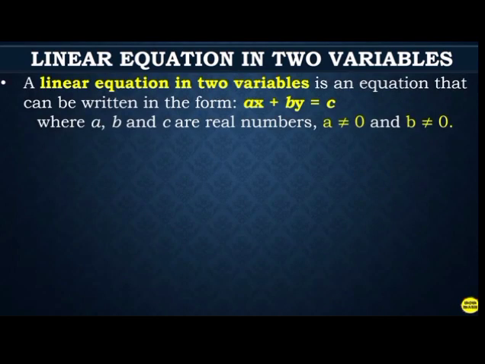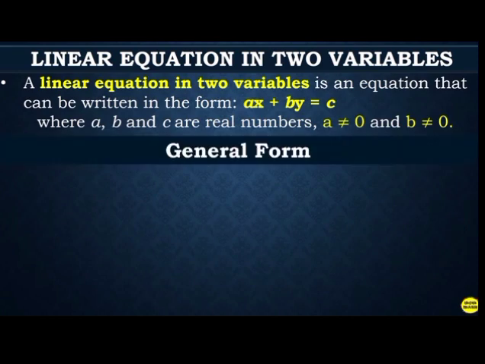A linear equation in two variables is an equation that can be written in the form ax plus by equals c, where a, b, and c are real numbers. A must not be equal to 0 and b must not be equal to 0. So remember, the linear equation in two variables can be written in the form ax plus by equals c, where your a, b, and c are real numbers and your a must not be equal to 0 and your b must not be equal to 0.